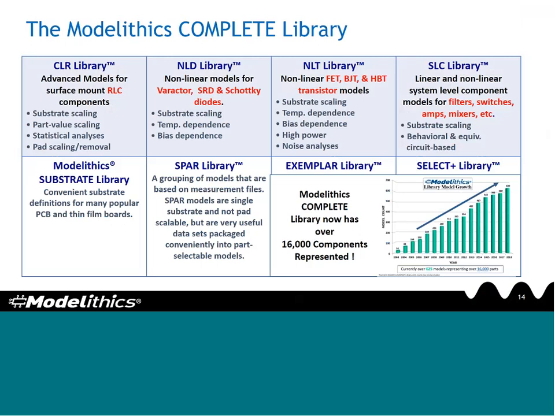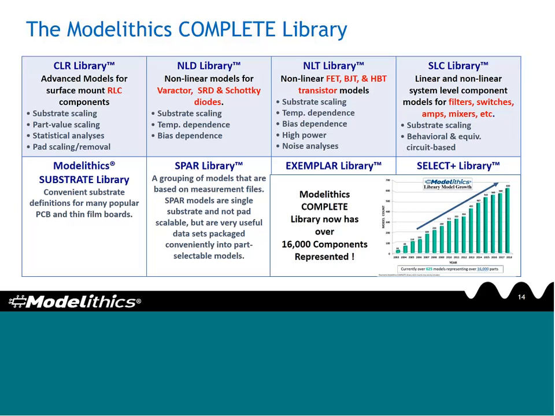So Modelithics' premier offering is our Complete library. This library contains over 625 active and passive component models representing over 16,000 commercial off-the-shelf components. So I'm just going to go over the libraries that are included as part of Complete. First of all, we have the CLR library, which is our largest library and contains capacitor, inductor, and resistor models. These models are highly scalable versus part value, substrate, and pad size, to name a few features.